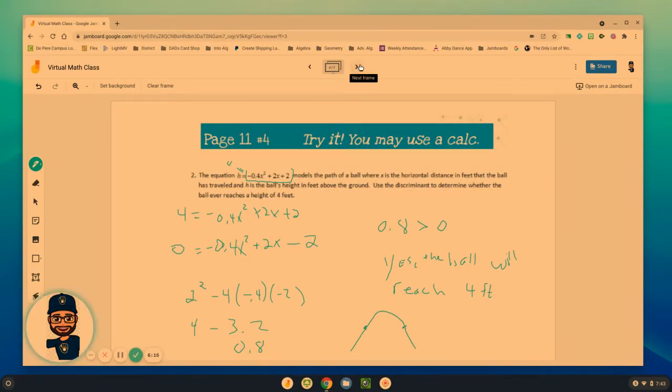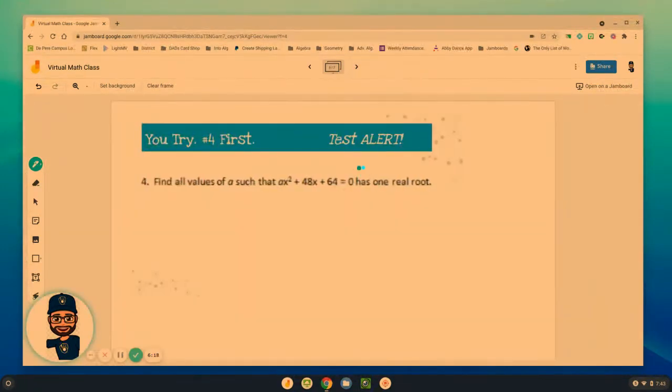Now, other types of questions, and this is my hint to you, is this is like a test alert. You know, if I had sirens, I'd play them. A test alert. Can you find all of the A values in this equation so that we only have one real root, or one real solution? Remember that a root is the same thing as a solution. It's also the same thing as an x-intercept. We used them differently when we were graphing. So I want one real solution.